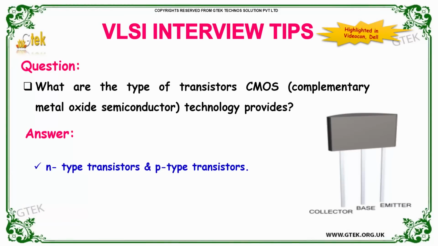We'll move on to the next question. What are the types of transistors? CMOS. CMOS is nothing but complementary metal oxide semiconductor. So we got to tell about the type of transistor in terms of CMOS technology providers. The answer is N-type transistors and the P-type transistors.